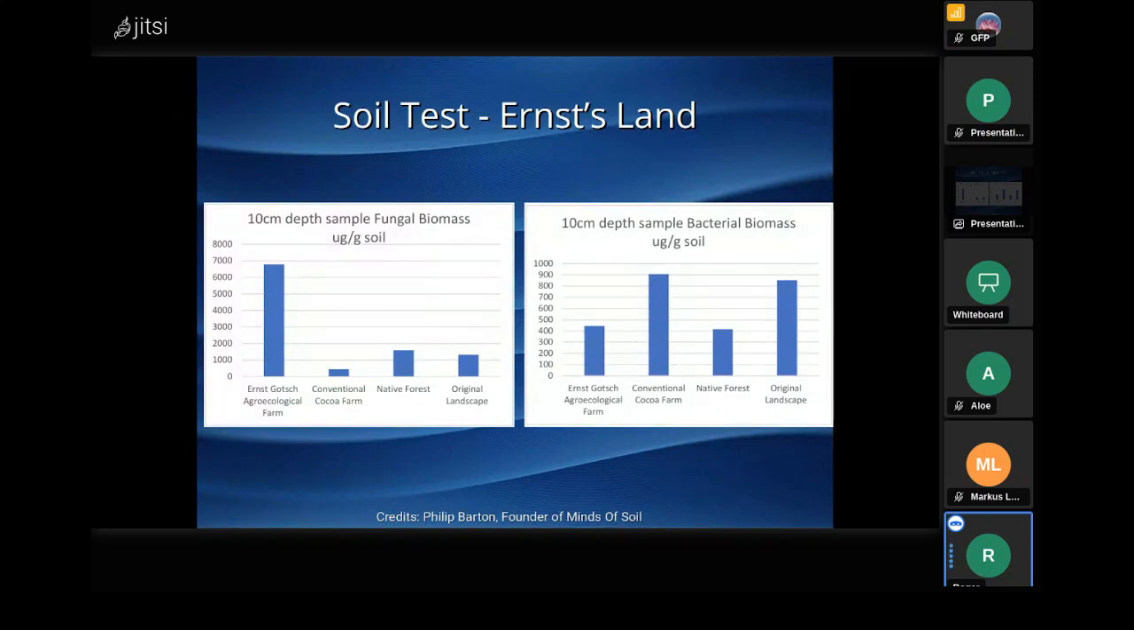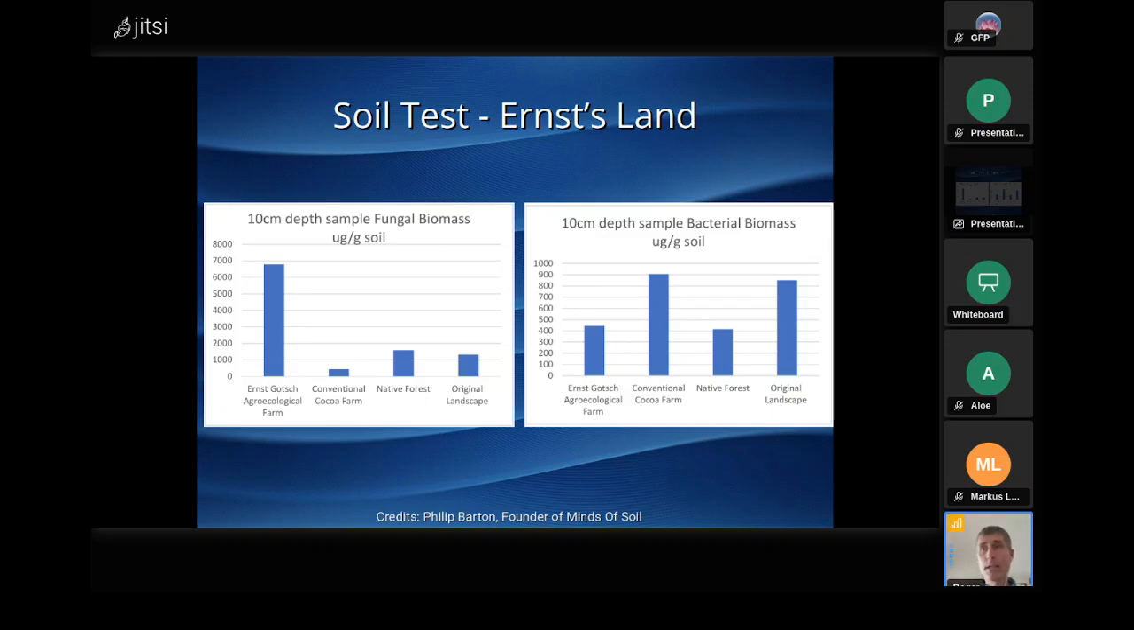And the graph on the left looks at the biomass of soil fungi. So it's the amount of mycorrhiza. And then the one on the right looks at bacteria. And it's that ratio. Actually, I don't have the ratio slide, but it's the ratio that's important. You want more fungus to bacteria. And so what you see is he has way more fungus to bacteria.